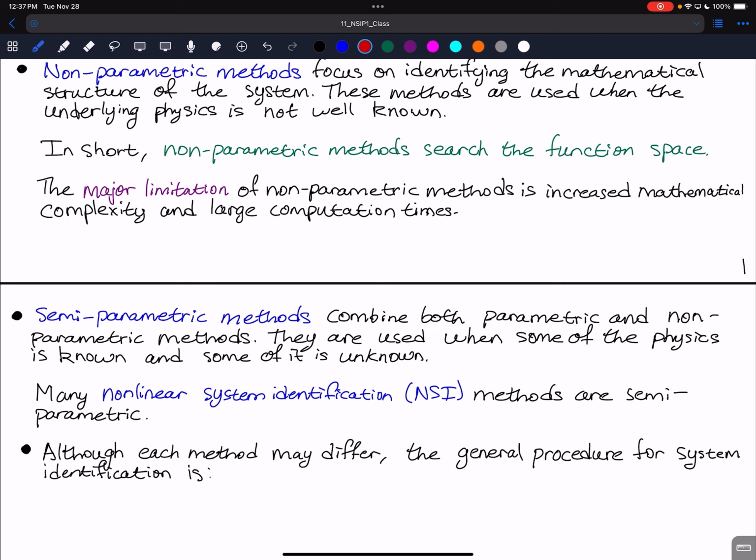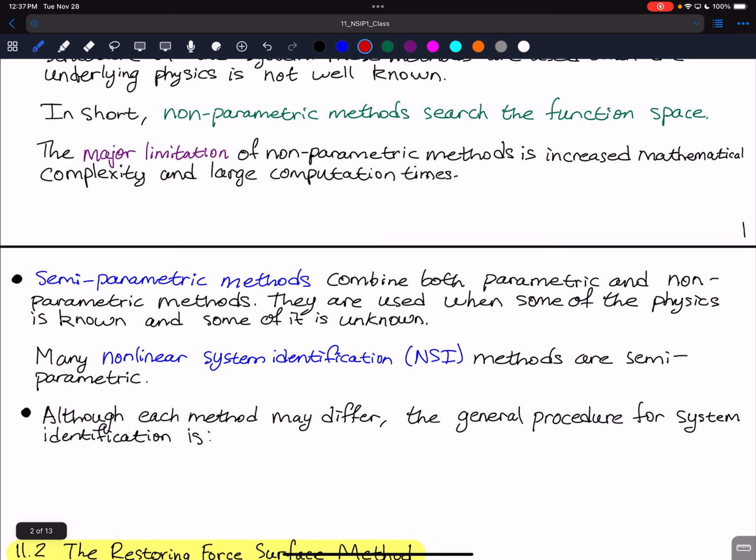In general, many nonlinear system ID methods can be grouped into semi-parametric. Generally, there's some underlying linear behavior or linear structure, and we can use linear methods to identify that. And then from there, we want to try and identify the nonlinear part and augment and improve the linear model.